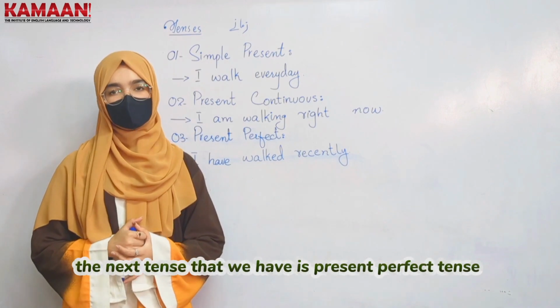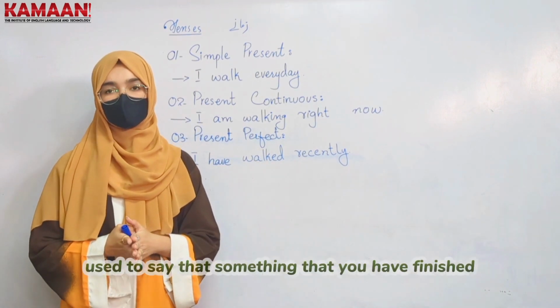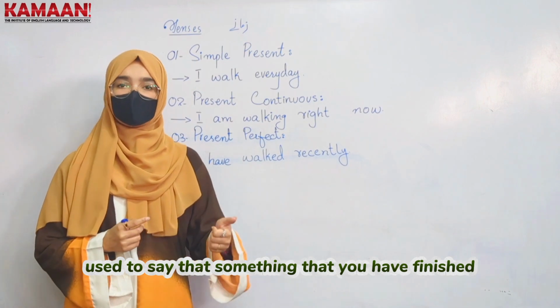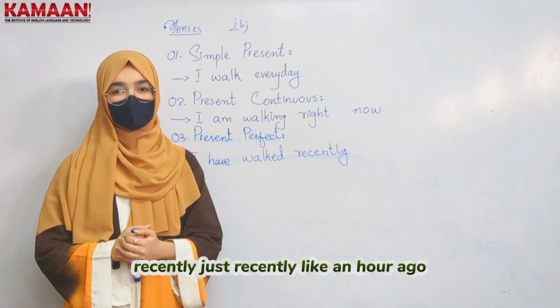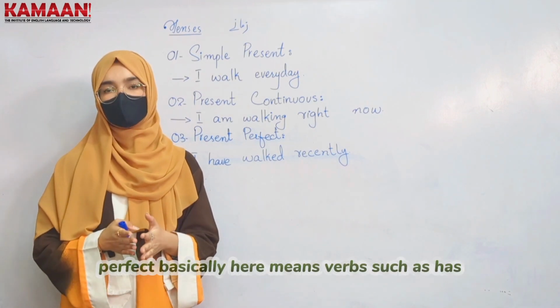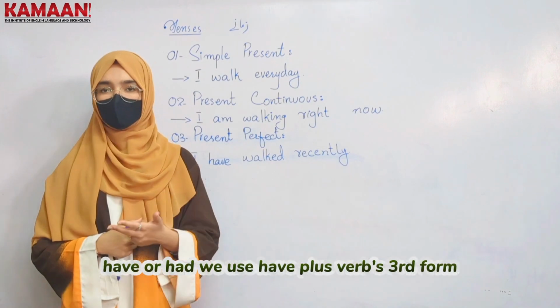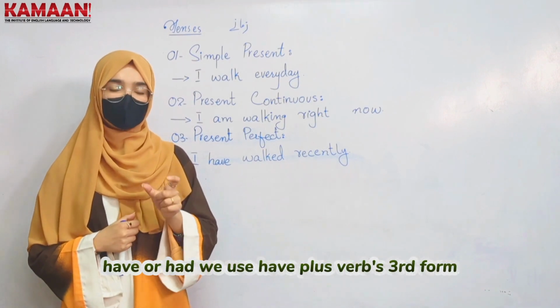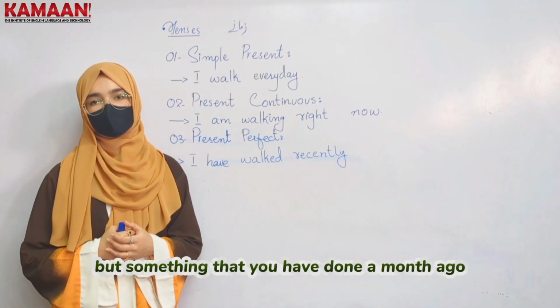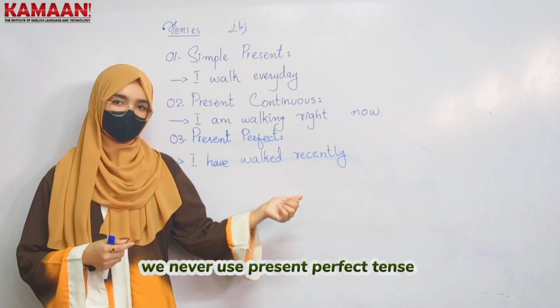The next tense that we have is present perfect tense, which is used to say that you have finished something recently, just recently, like an hour ago. Some people do not know the meaning of perfect. Perfect basically here means verbs such as has, have, or had. We use have plus the verb's third form. But for something that you did a month ago, we never use present perfect tense.